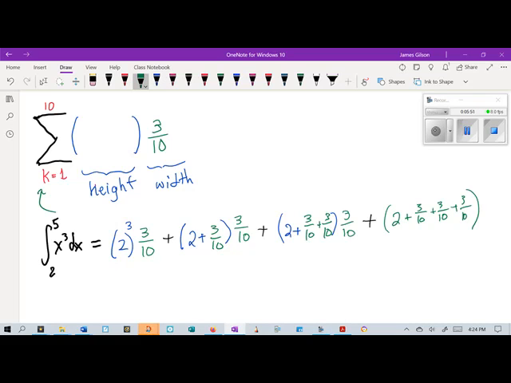So this is getting rather long. Is there a way that we can shorten this up? Is there a way that we can write a more general expression? And there is, because notice, in the second interval, we're adding 3/10, and in the next interval, we're adding 2 3/10, and in the next interval, we're adding 3 3/10.